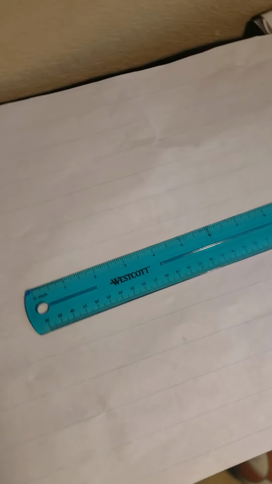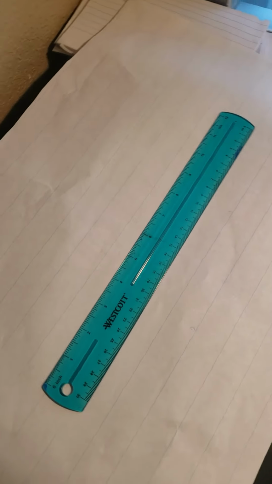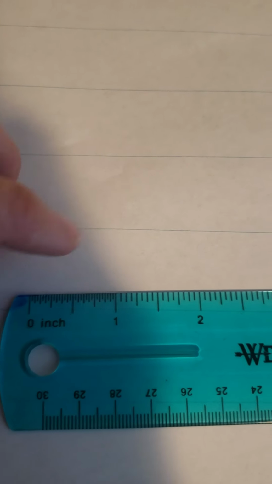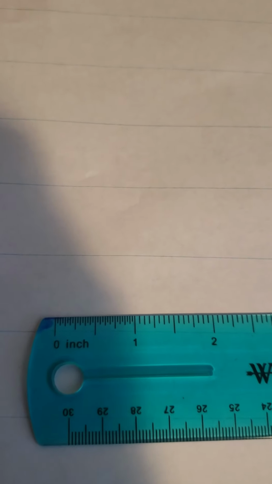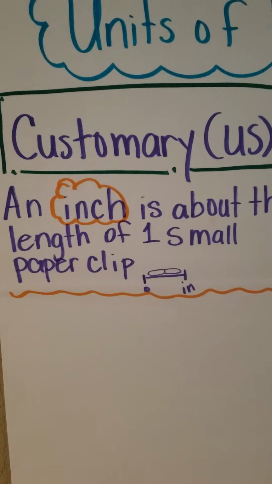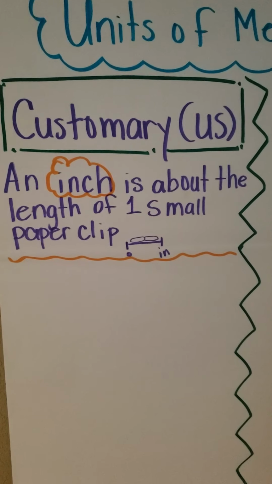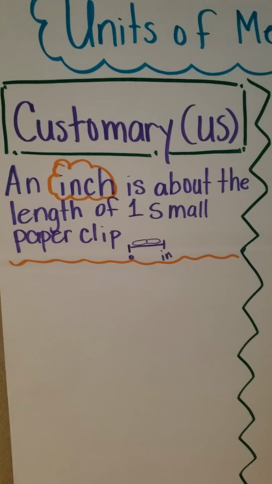So on this paper, I have a ruler. You can see that right there, right? And if I get closer to the ruler, I see that on one side it's marked with inches, right? And so we are going to talk about inches. From this 0 here to the 1, that is 1 inch. If I think about something that is 1 inch, I would give you an estimate that a small paper clip is about 1 inch. So we're going to add that to our customary unit side on our anchor chart. So 1 inch is about the length of one small paper clip.